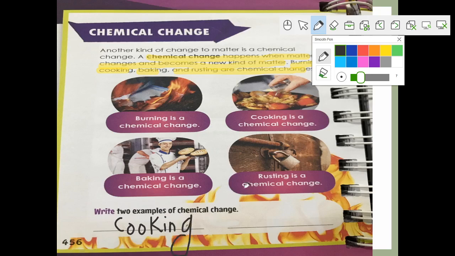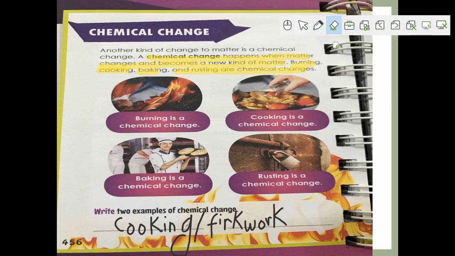If you wanted to write from here, or you can write firework. Firework is chemical change because we have a new matter. We change the color, produce odors, create sounds too. So firework is chemical change. What do you mean by chemical change?